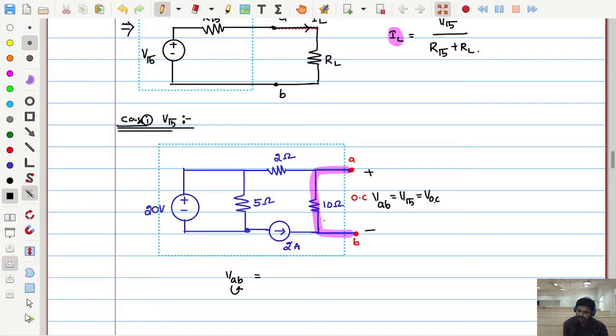If so, how much is the current through this resistor? Try to observe that because this got opened, how much current will be passing in this direction at the B terminal? 0 amperes. Then what will be the current flowing through this 10 ohms in the upward direction?